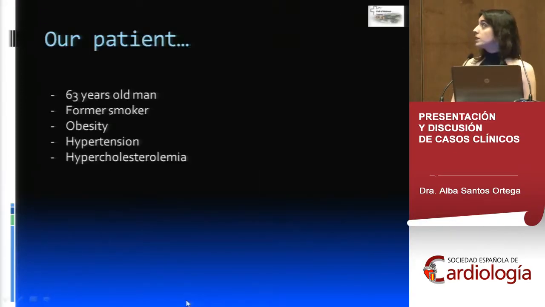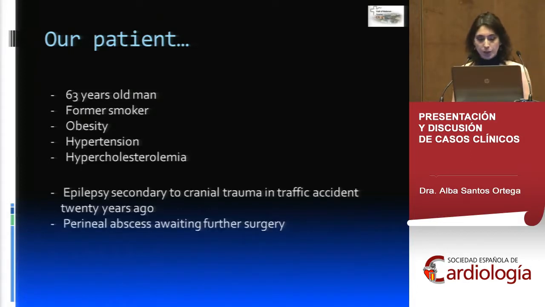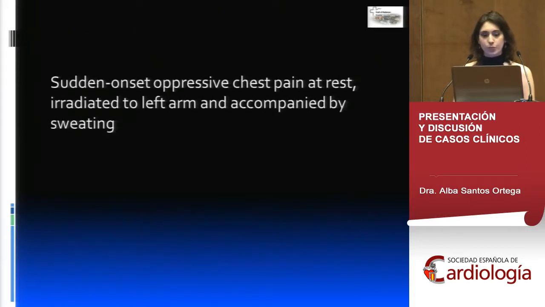Our patient is a 63-year-old man, obese, with several cardiovascular risk factors such as arterial hypertension and hypercholesterolemia under medical treatment, and a past smoking habit. He had a traffic accident in 1991, resulting in cranial trauma and epilepsy, which requires medical treatment. Besides, he was awaiting a surgery due to a perineal abscess. And until this moment, he has not had any previous cardiac disease.